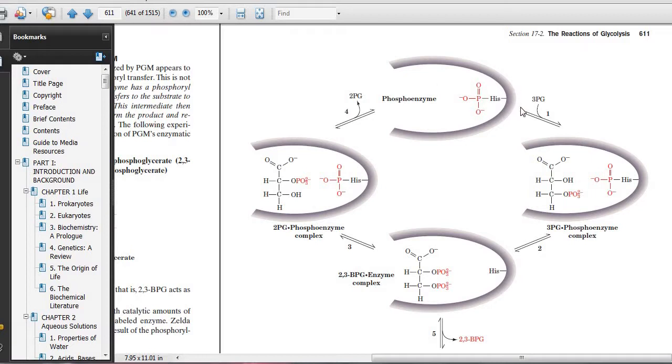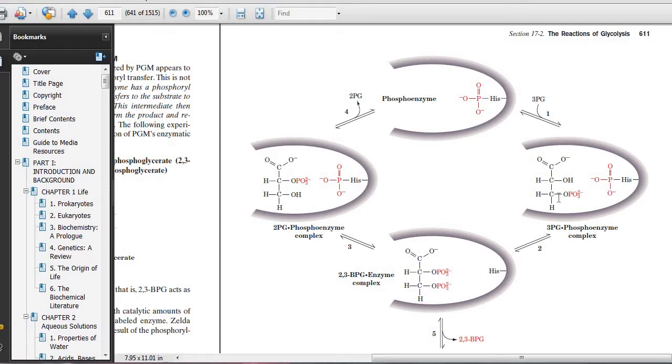This is the detailed mechanism actually. This is the phosphoglycerate mutase enzyme, and it contains histidine at the active site. Not only the histidine, but also a phosphate group is associated with the histidine molecule, and as a result this enzyme is called a phosphoenzyme. That means the enzyme already contains a phosphate group. Now the substrate is coming, that is the 3-phosphoglycerate.